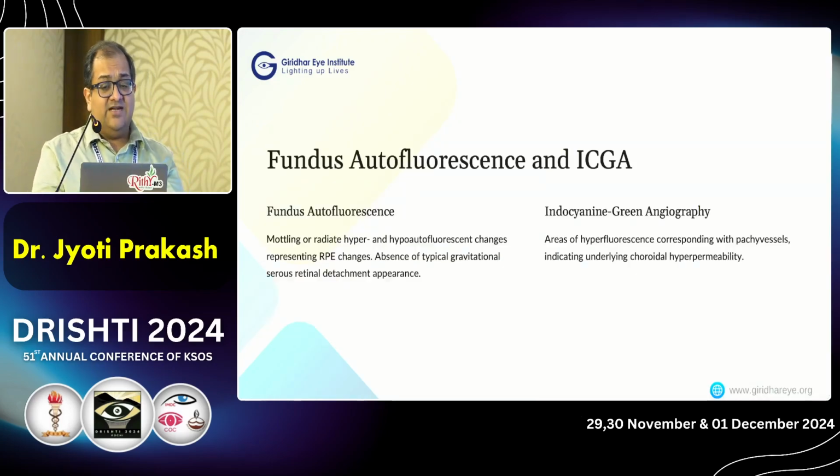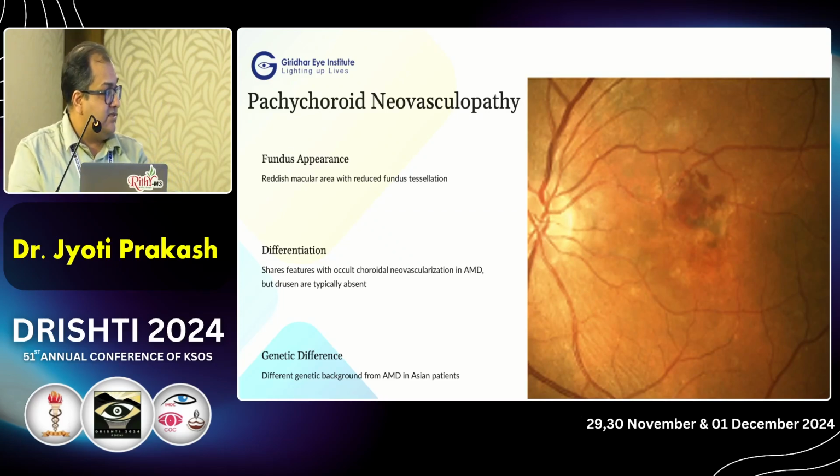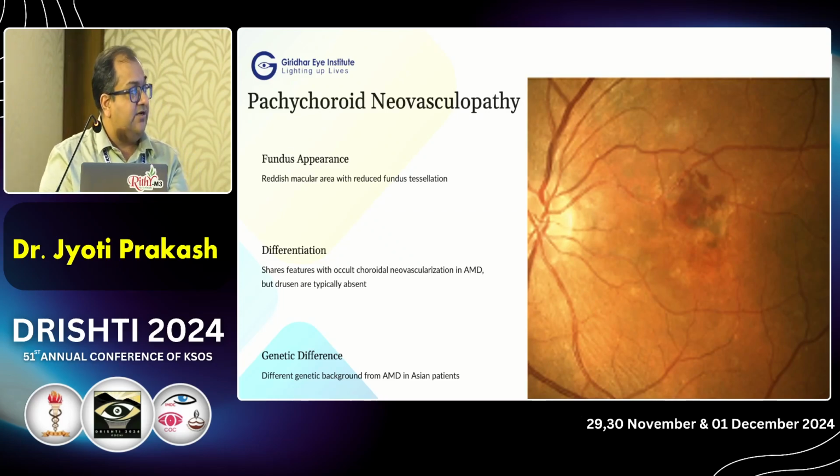Fundus autofluorescence and ICG are the investigative modalities of choice, which help to delineate the disease and differentiate it from the other sinister variants of the same. Another disease in this spectrum happens to be pachychoroid neovasculopathy. As the name suggests, it is a set of new vessels which develop from the choroidal vasculature and come to lie below the RPE.